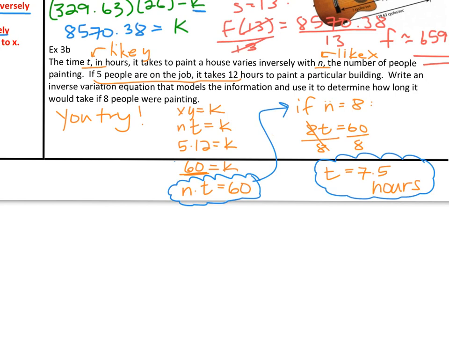So the first thing I did was generate my formula for this situation. That would be our inverse variation equation. And then it asks, how long will it take if 8 people are painting? Well, if we increase the number of people, it should make sense that it'll take less time. Therefore, if n equals 8, I did 8 times t equals 60, divided both sides by 8, and I got 7.5. And I labeled my answer in hours. It would take less time to paint the house if more people were there to do the job.